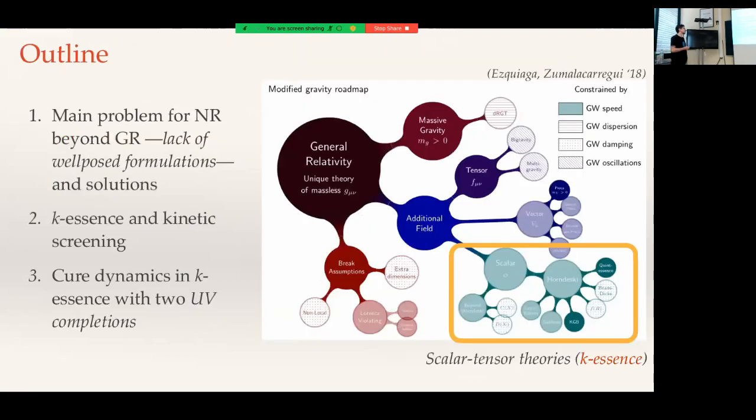So the outline of the rest of this talk is the following. I will try to explain to you what is the main problem for going beyond GR with numerical relativity, which is the lack of so-called well-posed simulations, and some solutions that have been proposed. Then I will tell you a little bit about quiescence and why it is an interesting theory. And then finally, I will touch on illustrating with this theory some of the ideas of the first part: how what might seem like ill-posed dynamics can be rendered helpful. And in this picture I just illustrate there are many different kinds of alternative theories of gravity, and quiescence lives in this corner around here.